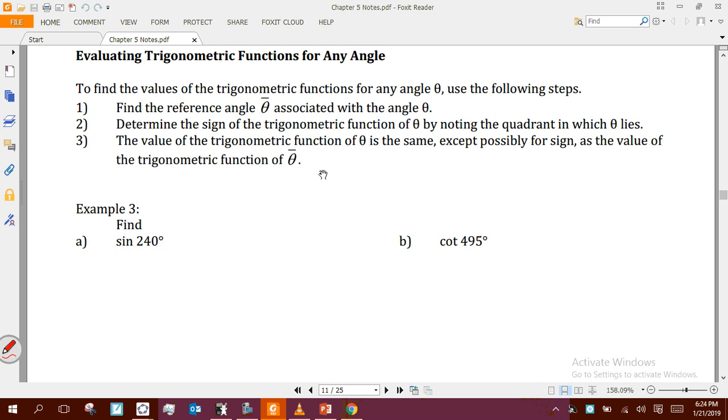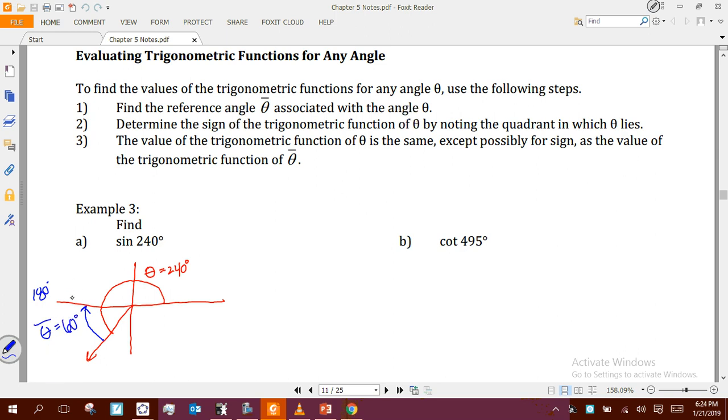So let's do an example here. Find sine of 240. Okay, so 240, so that would be 180 degrees right there. So 240 maybe looks something like that. So that's theta. Theta is 240 degrees. Now, what we're interested in is theta bar. So theta bar would be the angle that I need to take that thing back up to get to 180. Hopefully we can do that subtraction, and we see that theta bar would be 60 degrees.